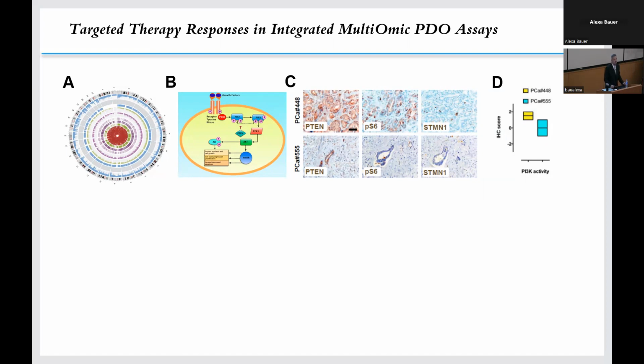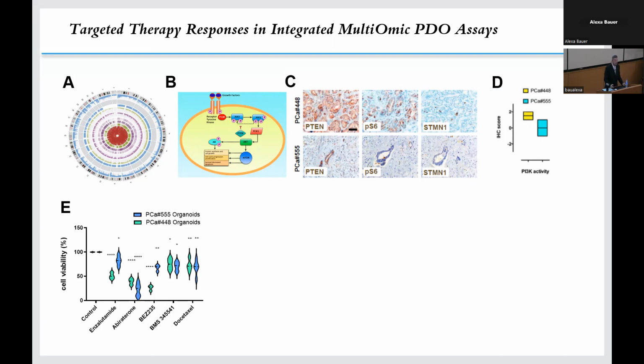But how do you know that the pathway is active? How do you know that there are no other downstream or upstream mutations that modulate the activity? And that's why we wanted to do this readout. So we selected nodes within the PI3K signaling, terminally phospho S6, PTEN, and Stathmin. And based on that readout, the patients will be grouped into two different groups, either high or low PI3K activity.